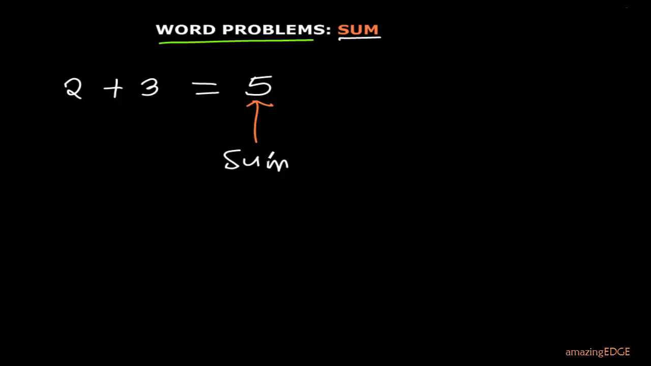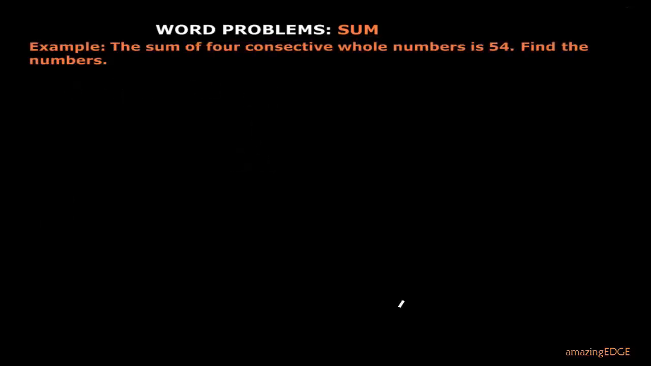So we start with an example. In this example, we are told that the sum of 4 consecutive whole numbers is 54. Find the numbers. In handling this kind of situation, there are some words you must understand. For instance, whole numbers. So we ask ourselves, what is a whole number?